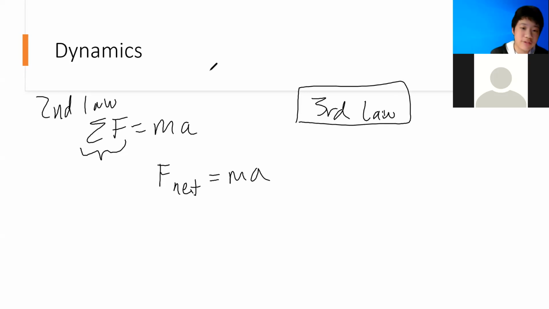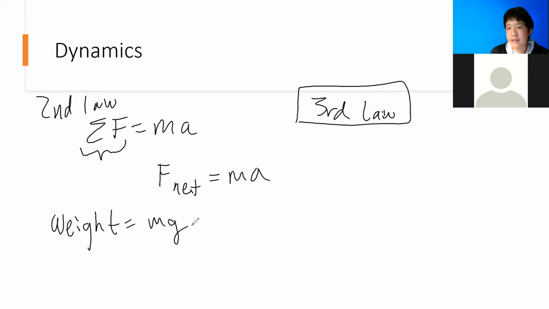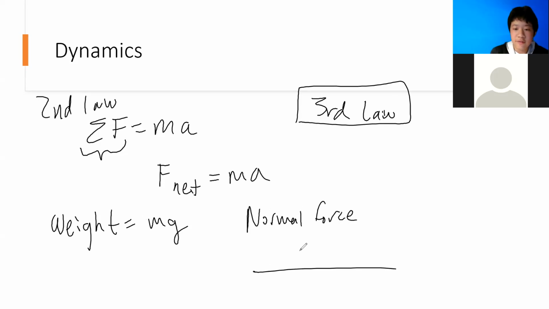Okay, and then we have a few other definitions here. We have the weight of an object as equal to its mass times gravity. And normal force is the force a surface exerts on an object upwards, perpendicular to the surface. All right, it has to be perpendicular, normal force.